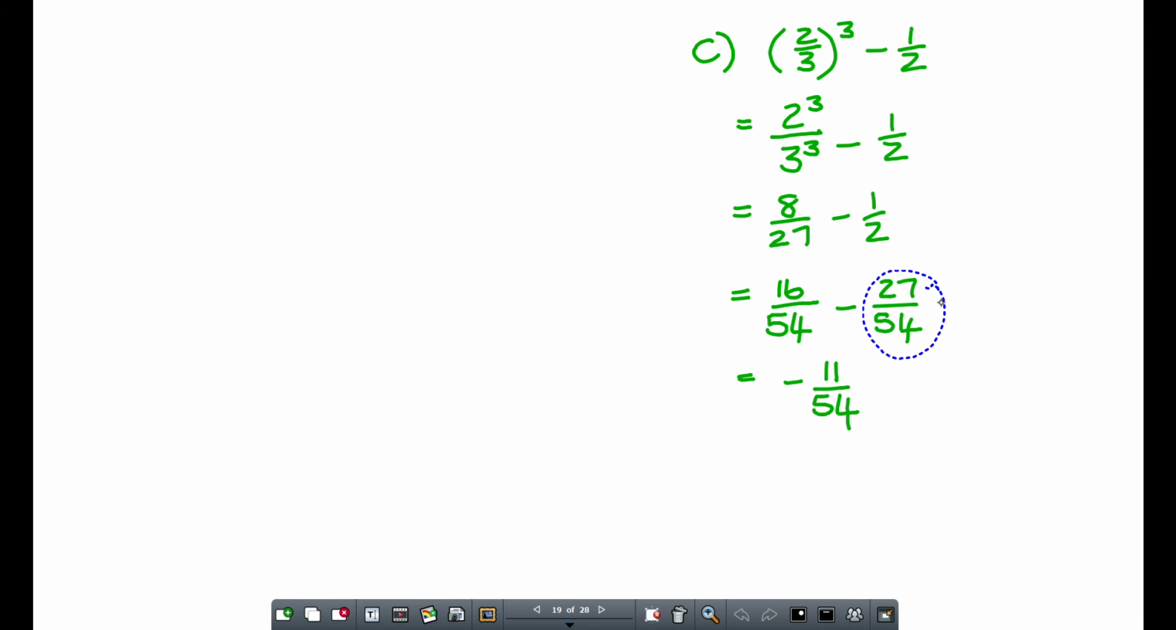Now that my denominators are the same, I can only look at numerators, and 16 minus 27 will give me minus 11 over 54. Okay.